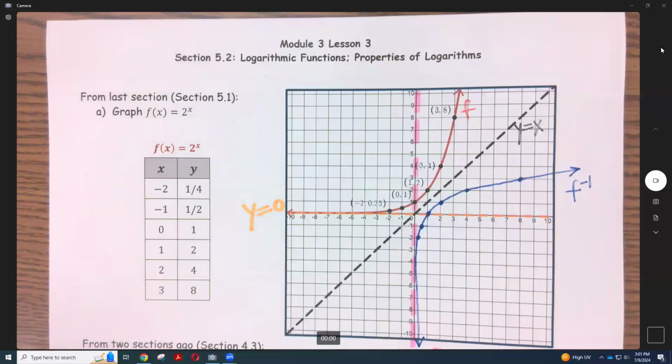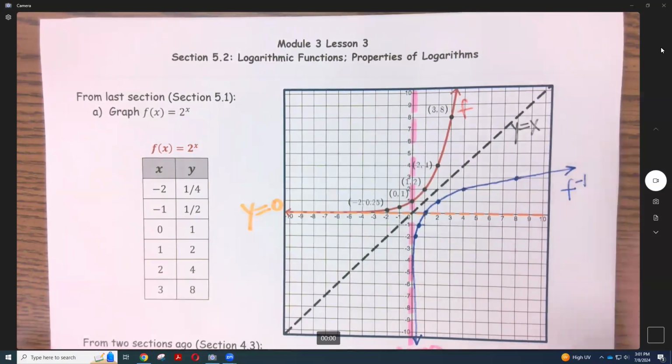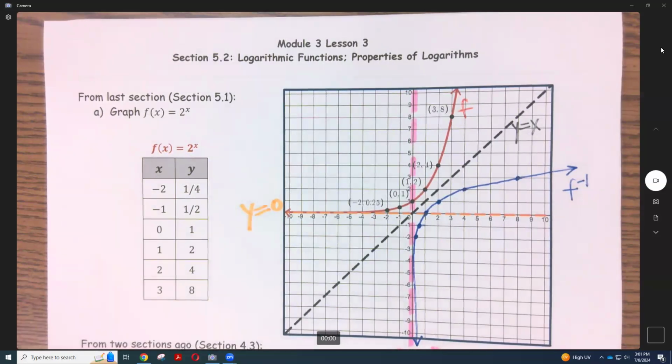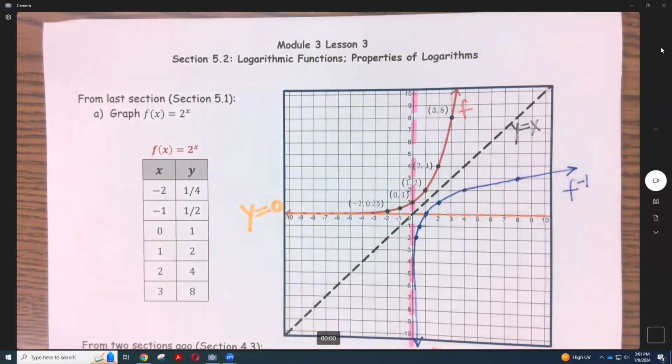I stopped the last video just a little bit too early. We just got done graphing our first log function right here. And we now know the correlation between exponentials and logs, that they're inverse functions, so they are symmetric with respect to the line y equals x.